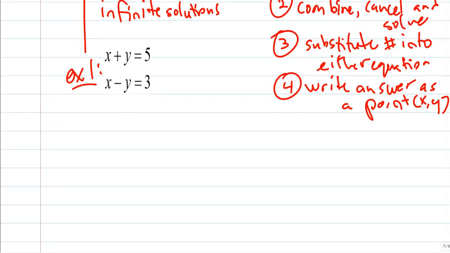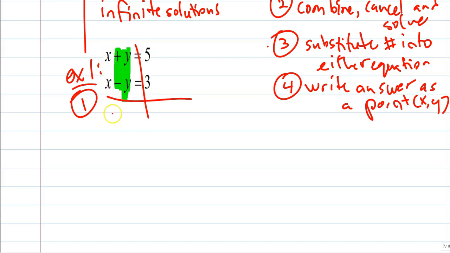This one, we're going to get a solution, so that's good. And I also like this one because guess what? Step 1 is already done for us. What variable already eliminates? We got a negative y, we got a positive y. They are the same number, but opposite. So step 2, we can solve this by combining.